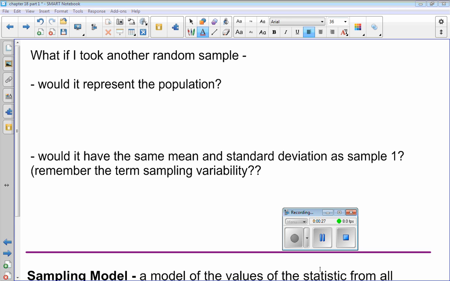So we're only going to talk about means today, and then next class we'll talk about proportions, but they do have completely different formulas and different conditions, and we'll talk about what that means here in just a second, okay?